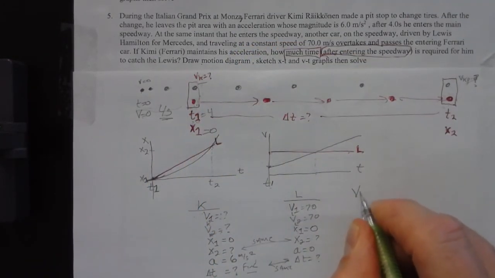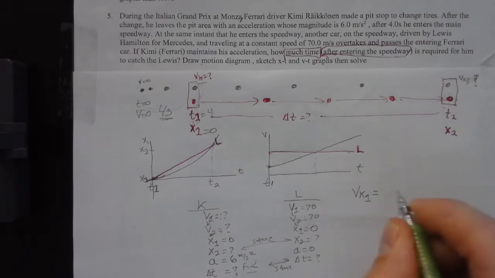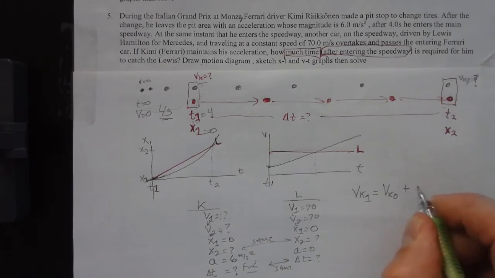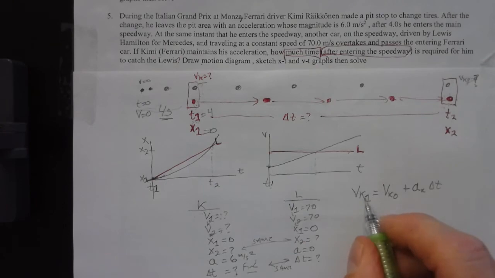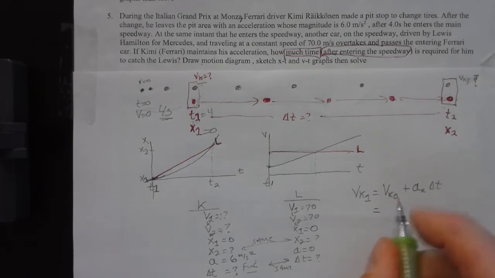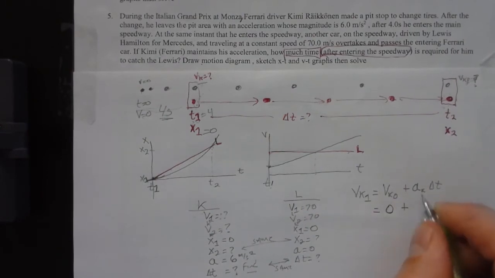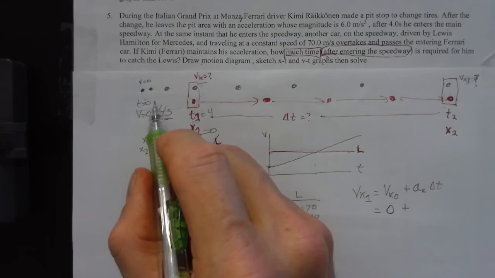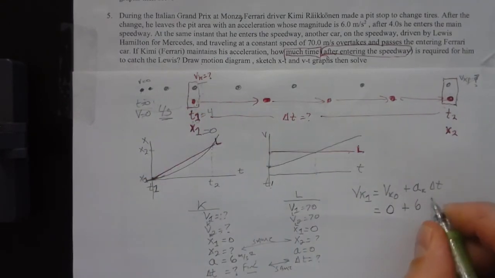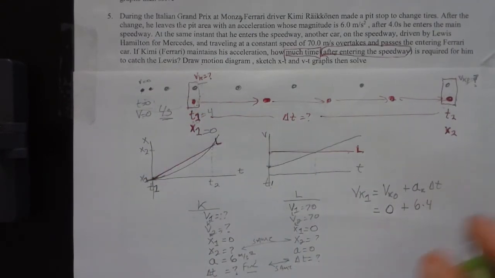So the velocity of Kimi at position 1 is equal to the velocity of Kimi at position 0 plus the acceleration of Kimi times the change in time. Well, his velocity at the beginning here is 0. He starts from rest. His acceleration during this phase is 6. And the time there is 4. So we now know that the velocity of Kimi at position 1 is 24 meters per second. So I can put that in here.